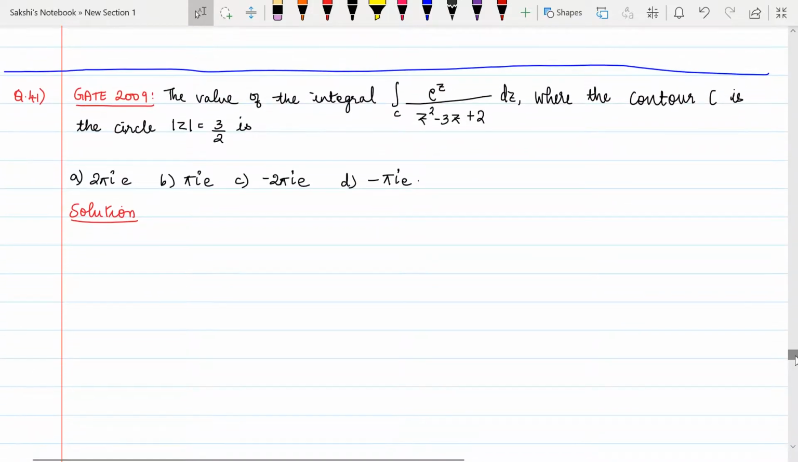So let us start our first question, which is from GATE 2009, and this is from complex analysis. If you see, we have the integral and we also have the contour. So the first thing we have to do is draw the contour.